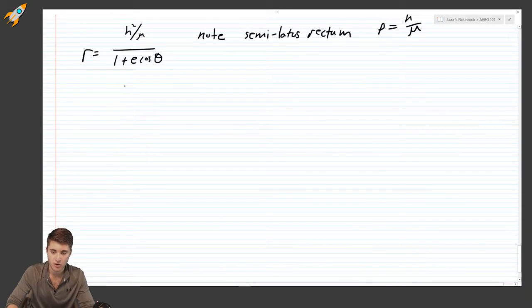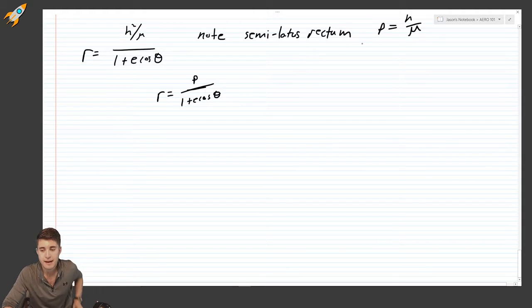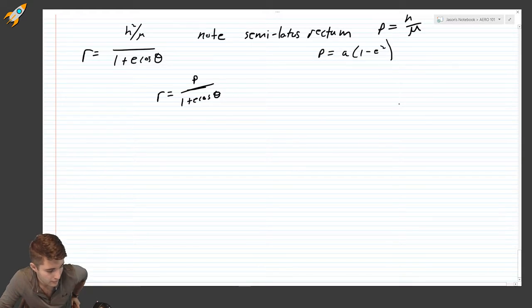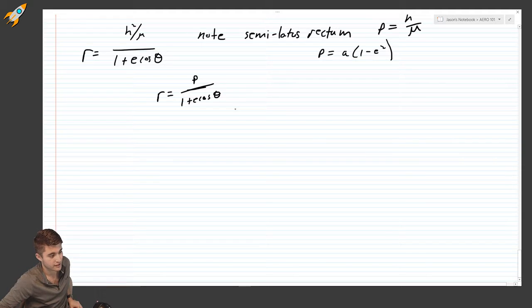So we've got this then. r is equal to p over 1 plus e cosine theta. Okay? Check this out. Oh, and note p is also equal to a times 1 minus e squared. Okay. Nice, Kyran. So we're not gonna do too much with this equation. We're gonna mess around with this equation a lot next time. But for now, I think I'm good with just this, right? So we've got r is equal to p over 1 plus e cosine theta.